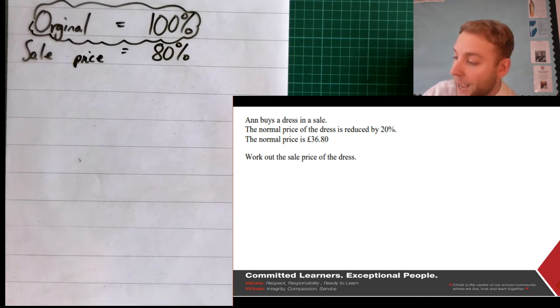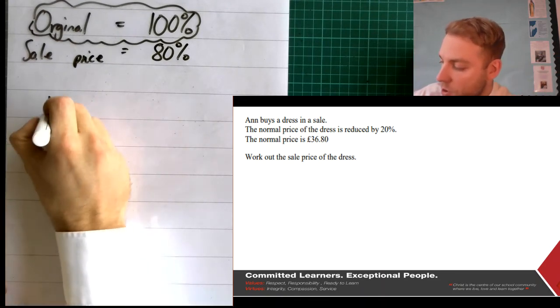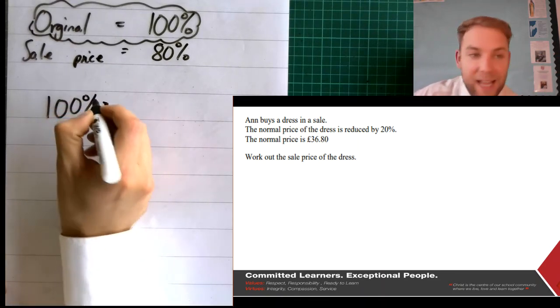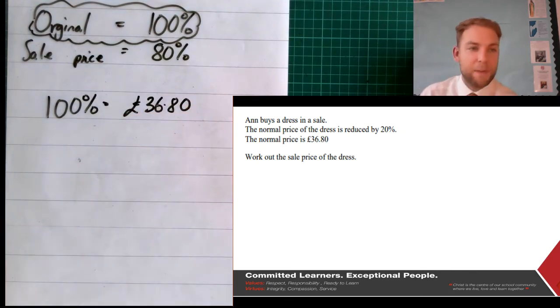So it says work out the sale price. So I'm not working backwards this time. I'm trying to find out what 80% is. So my starting point would be 100% is equal to £36.80. Now you might be used to this one.